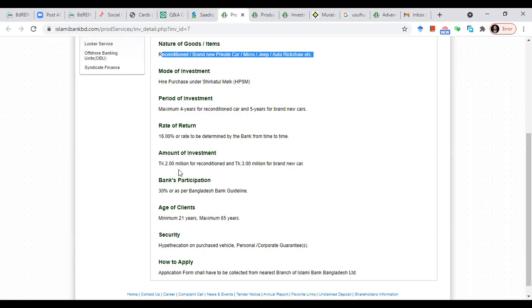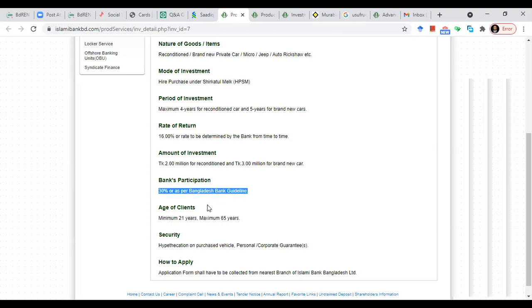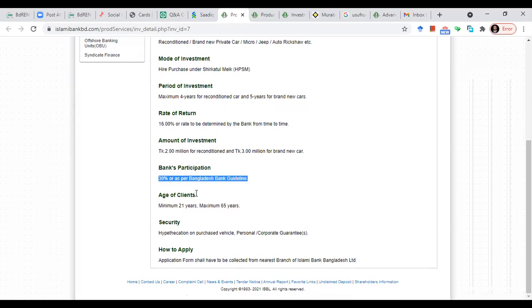And the amount of investment is maximum 2 million in case of reconditioned and 3 million for a brand new car. But you see, there is a restriction on how much the Islamic bank can participate. Islamic Bank can participate 30%, or if it is changed in the context, it can be more than 30%. And the security is maintained by hypothecation of the purchased vehicle.